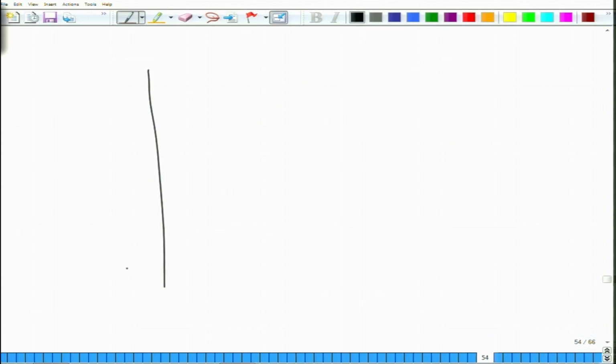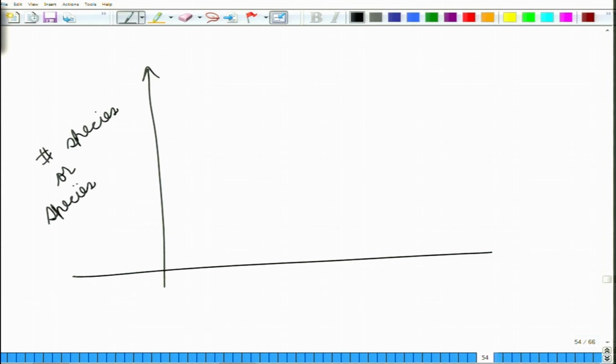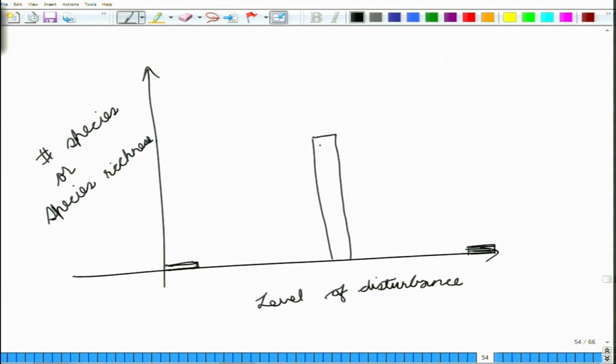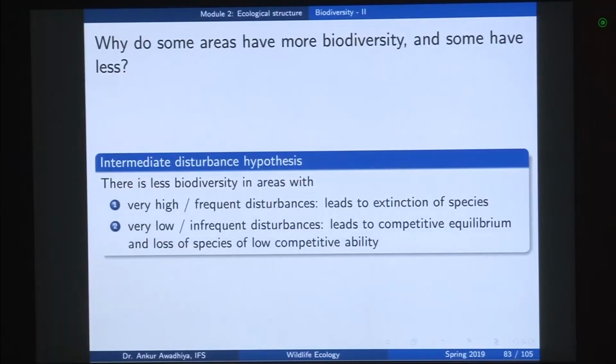So, essentially if we tried to make a curve of the number of species, or the species richness, versus the level of disturbance, we will find that at very low levels of disturbance we have a low number of species, at very high levels of disturbance we have a low number of species, but in the central region with intermediate levels of disturbance we have a larger number of species. So, essentially we will have a curve that goes like this. This is known as the intermediate disturbance hypothesis. If you have an intermediate level of disturbance which occurs at a frequency that is neither very high nor very low, you will have more biodiversity.